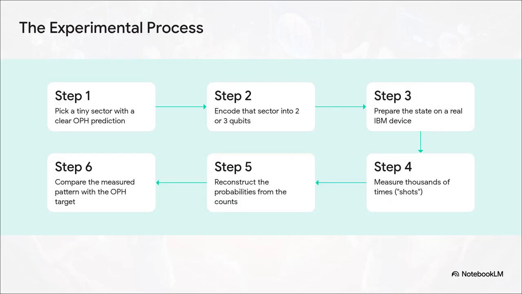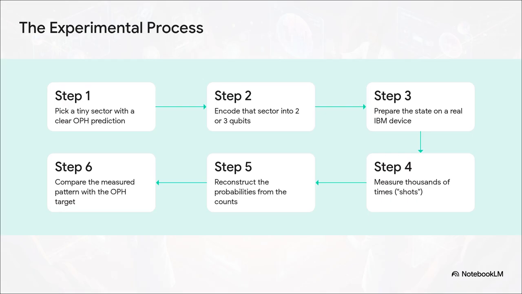So here's the game plan they followed. First, you don't try to simulate the whole universe. You just pick one tiny, simple system where OPH makes a really clean prediction. Then you do that quadit-to-quadit translation we just talked about. Next, you fire up a real IBM quantum computer, prepare that state, and measure it, thousands and thousands of times. From all those measurement shots, you piece together the probabilities.